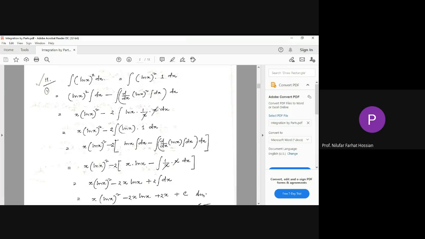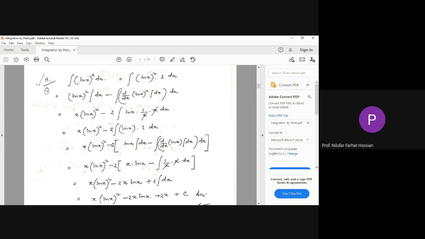Integration of ln x whole square. Okay, just tell me, can you integrate ln x directly? Is it possible? No, we have to substitute. It is not possible because you know the differentiation of ln x is 1 over x. But integration of ln x, whenever you have an integration involving ln x, you cannot take ln x as the second function because ln x is not easily integrable. So whatever function involves this ln x, you have to take it as your first function.